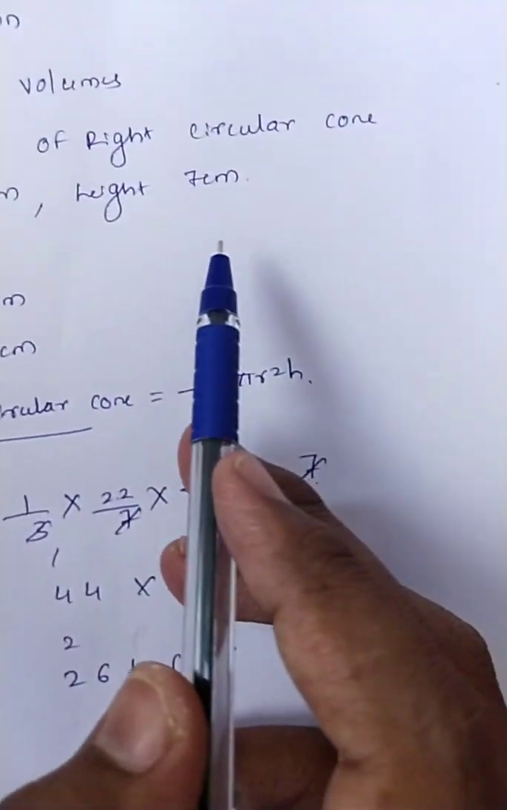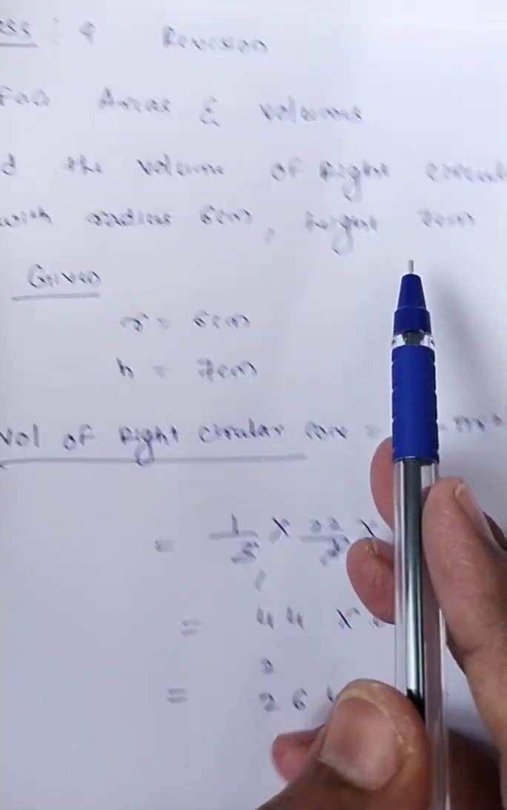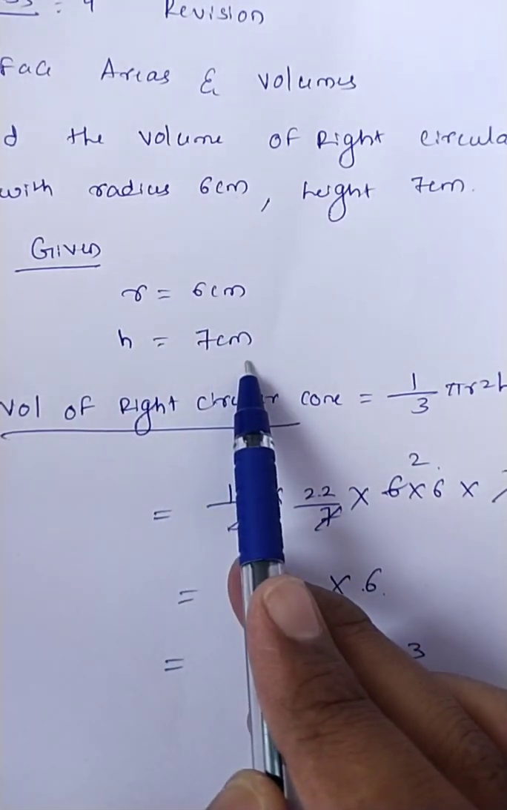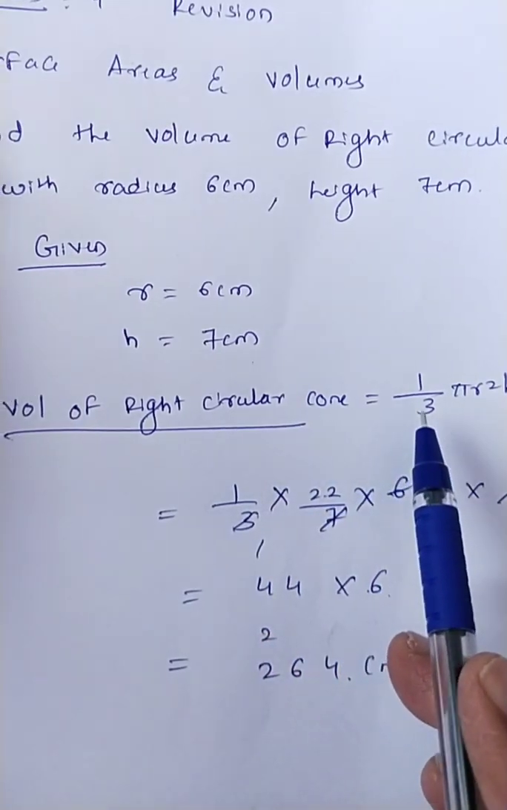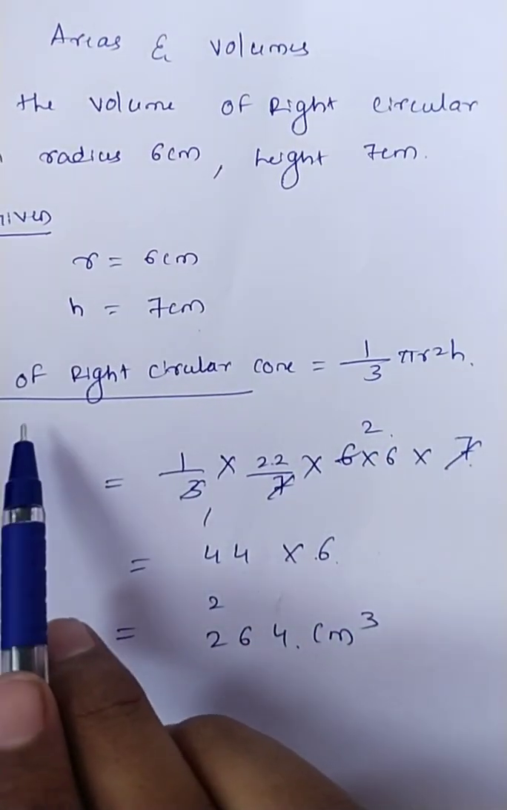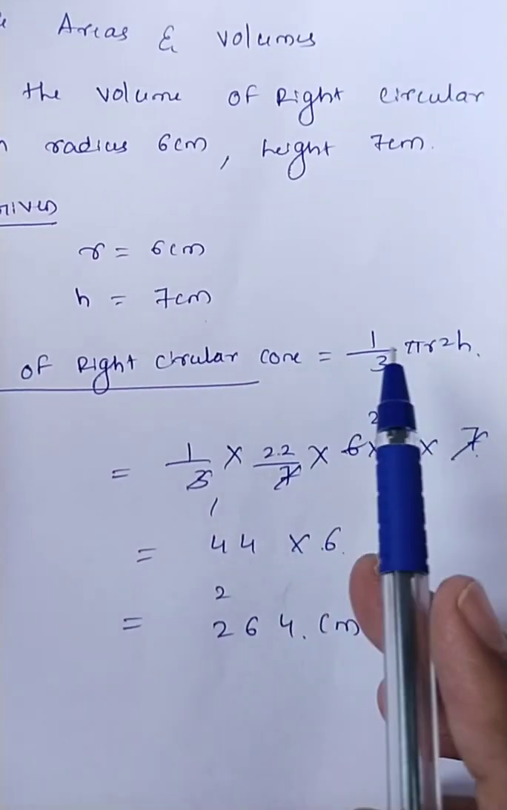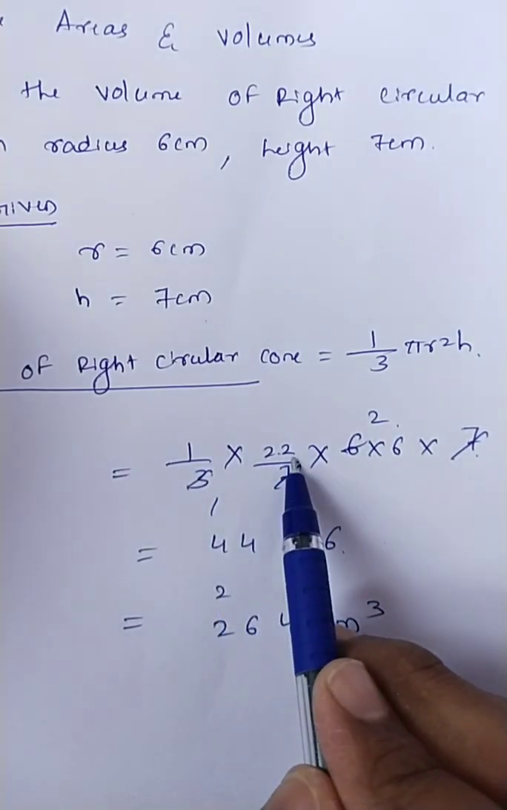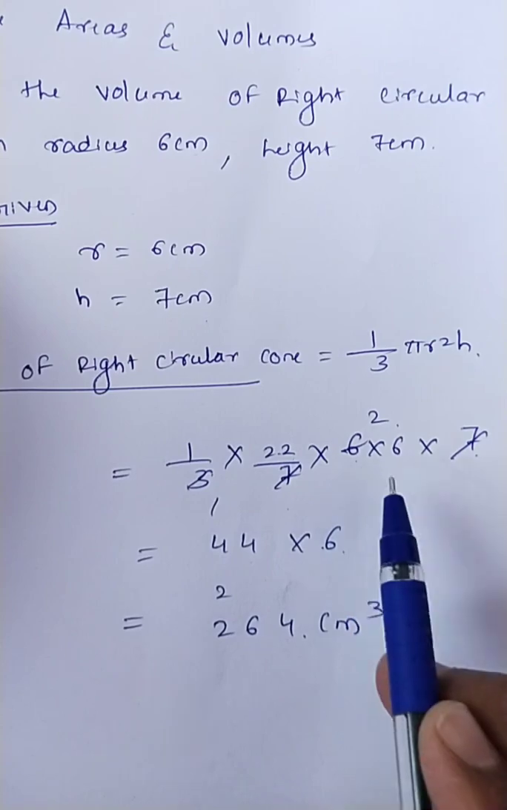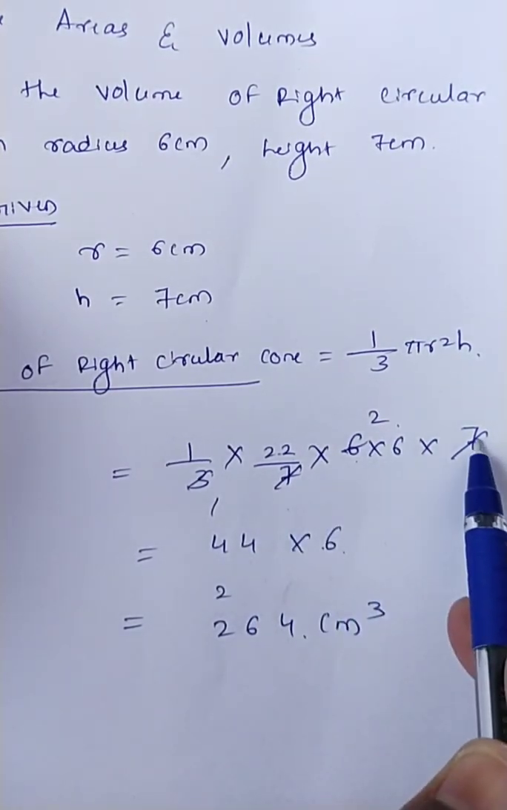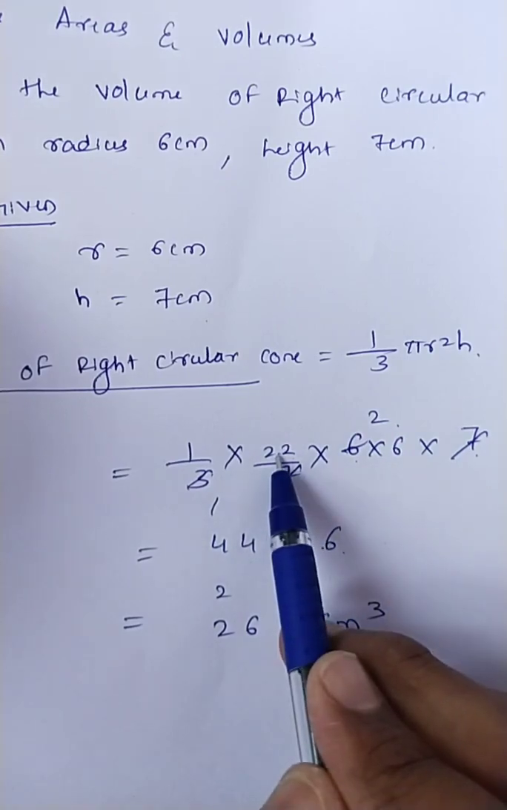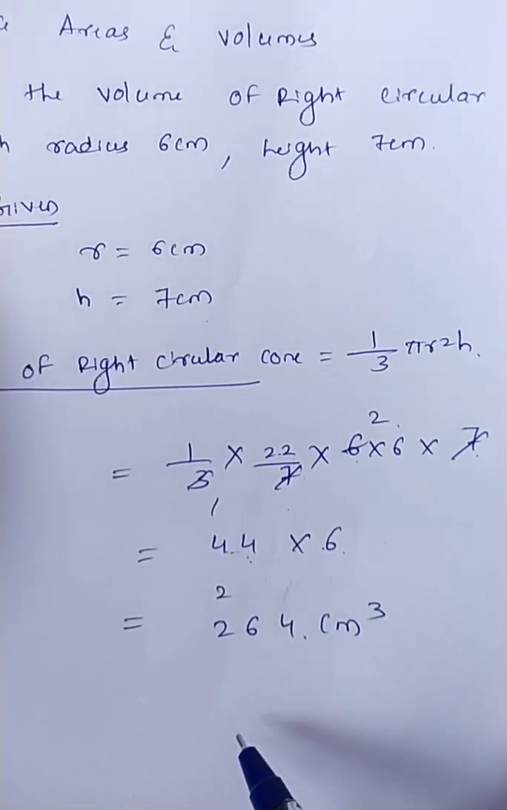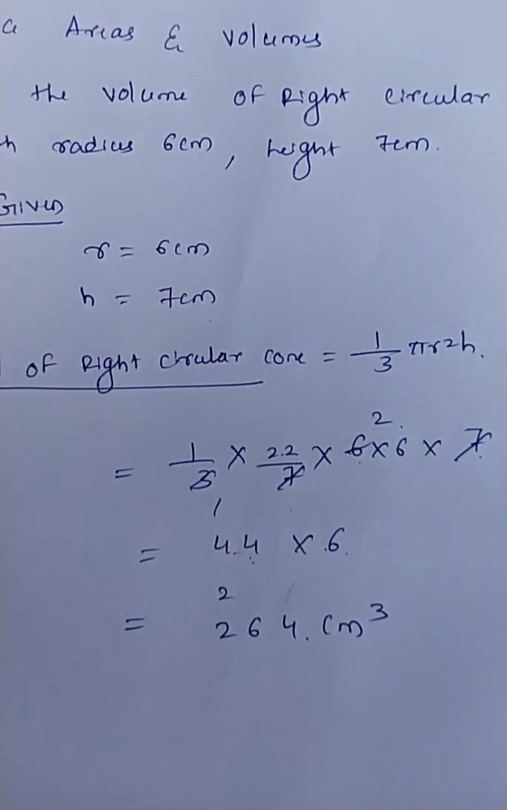Find the volume of right circular cone with the radius 6 centimeter and height 7 centimeter. Given r equals 6 centimeter and h equals 7 centimeter. The volume of a right circular cone is 1 by 3 pi r square h. This is the formula to find the volume of a right circular cone. So 1 by 3 as it is, pi is 22 by 7, r square, 6 into 6, into 7. 7 ones are 7, the sevens get cancelled. 3 ones are 3, 3 twos are 6. So 22 into 2 is 44. 44 into 6, if I do, I calculate 264 centimeter cube.